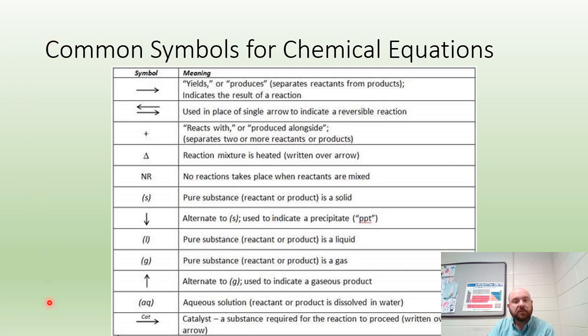Here's a list of the different symbols you may see used in chemical equations, and then they give you some of the meaning behind each symbol. Most of the things described here we've already talked about, but you may notice that sometimes you will see a forward and reverse arrow. That indicates the reaction is reversible and sometimes does move in the opposite direction. Sometimes we'll see a delta or a triangle over the reaction arrow. That indicates heat was applied in order to have the reaction go forward. Sometimes you will see NR on one side of the arrow to indicate no reaction.